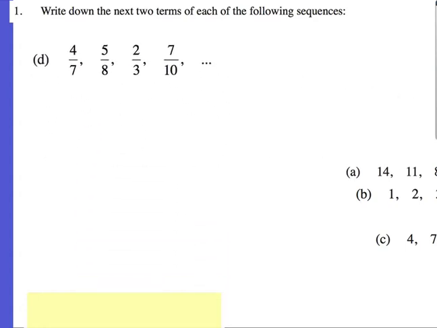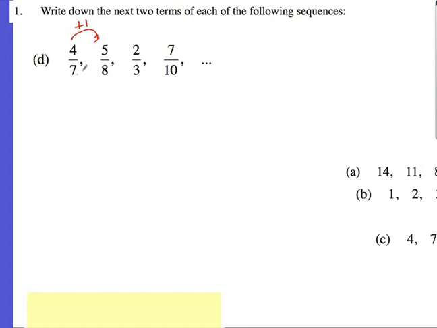Question 1D. This is one of the most interesting questions out of the whole paper, in fact, because it tests your knowledge on whether you can see a fraction that could fit the sequence. Now, all of these fractions, 4 over 7, 5 over 8, 2 over 3, 7 over 10, you can try and work out what's going on.